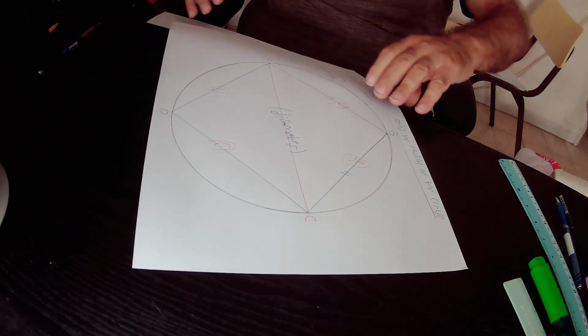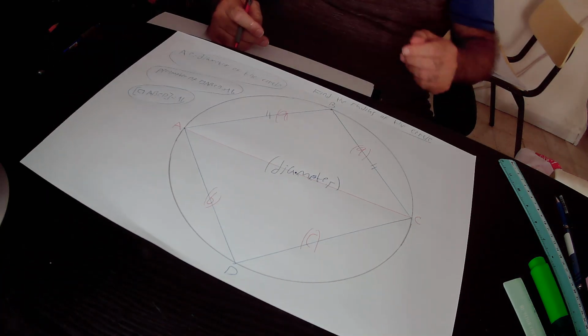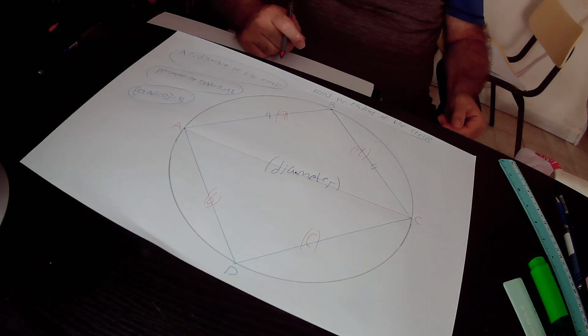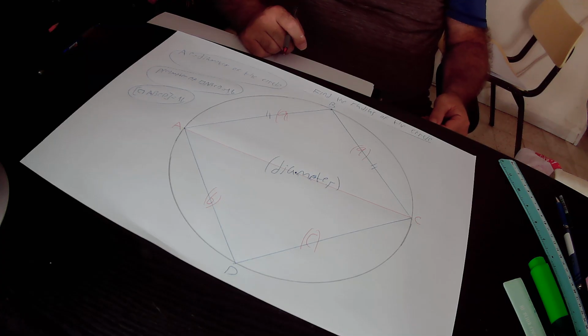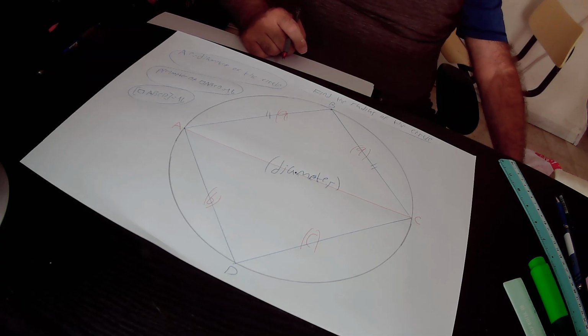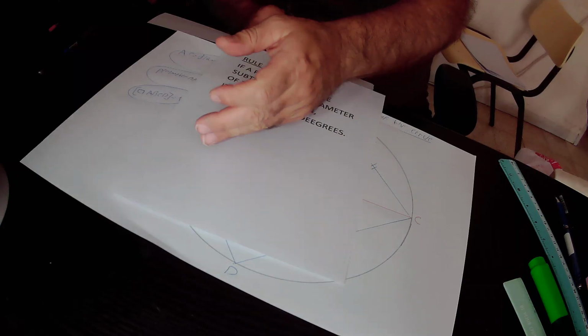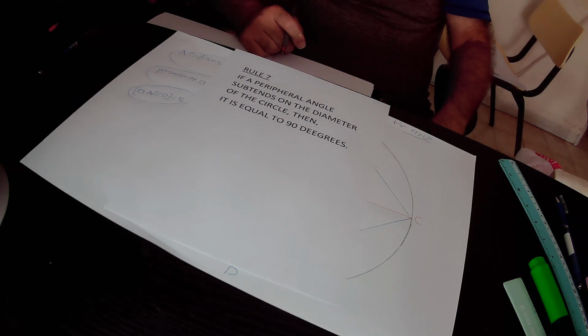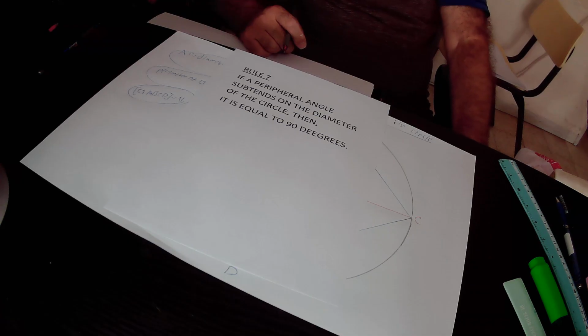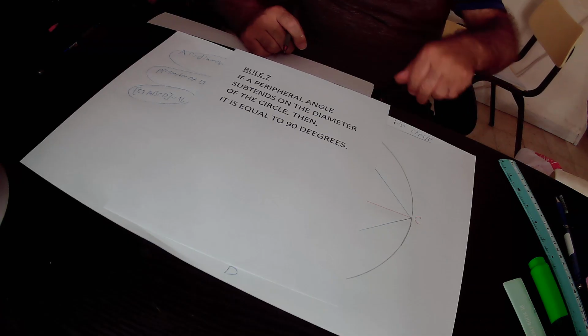In the next step, we'll implement rule 7 in our drawing. I'll click quickly on rule 7. According to rule 7, if a peripheral angle subtends on the diameter of the circle, then it is equal to 90 degrees inside.